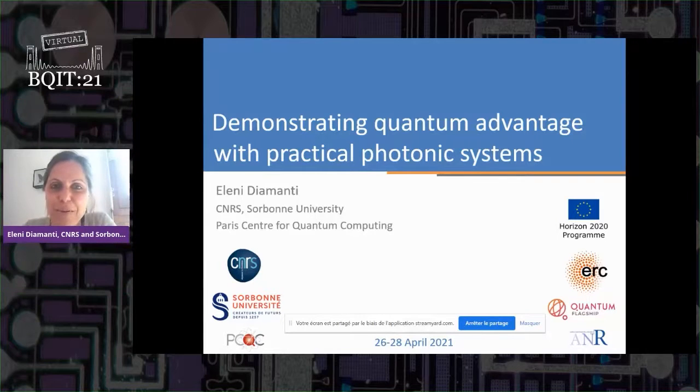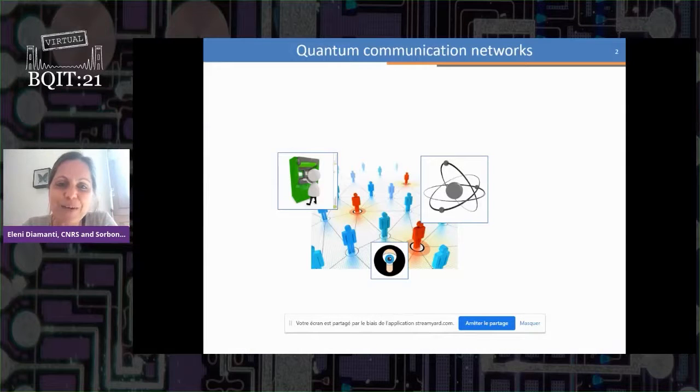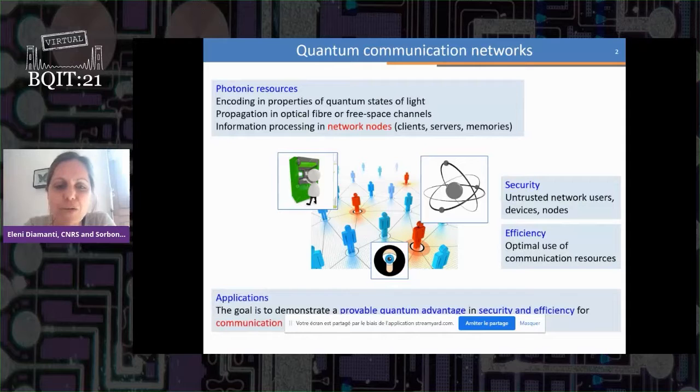So today I'm going to be talking about demonstrating quantum advantage with practical photonic systems. Let's see what type of quantum advantage I have in mind. The general context is, of course, quantum communication networks. The main goal of my talk will be to present specific examples where it has been possible to demonstrate a provable quantum advantage in security and efficiency for communication and cryptographic tasks in a quantum network scenario. Here I'm going to be considering essentially photonic quantum networks.